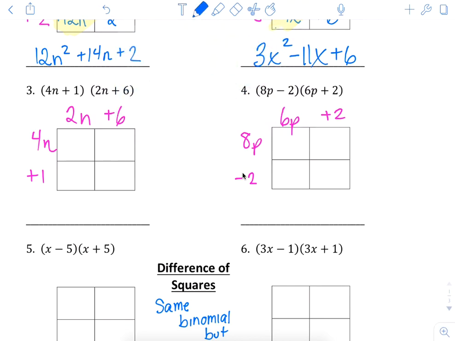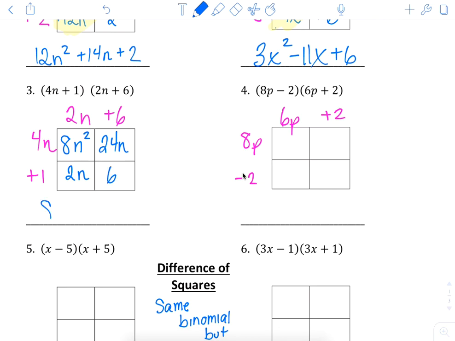Let's go ahead and multiply those together. I'm doing problem 3 first. 4n times 2n is going to make 8n squared. You'll notice that the first box is almost always going to have a squared on it. Second box, 4n times 6 is a 24n. It's positive. 2n times 1 is a 2n. And down there at the bottom, we're going to do 1 times 6 makes 6.